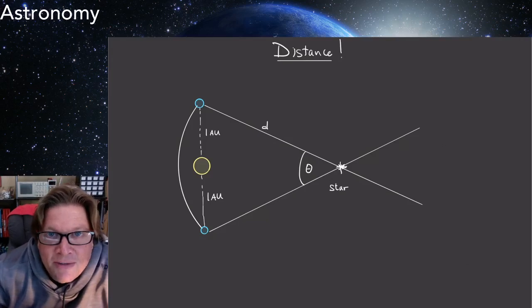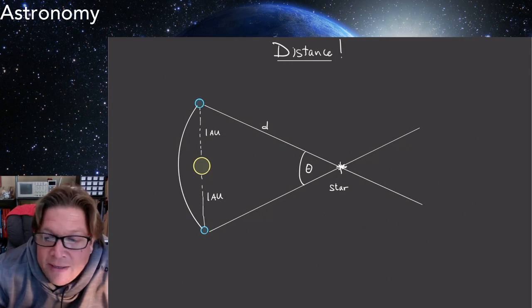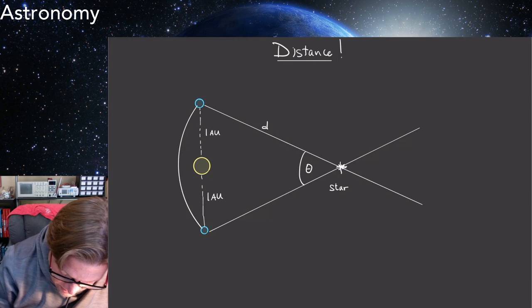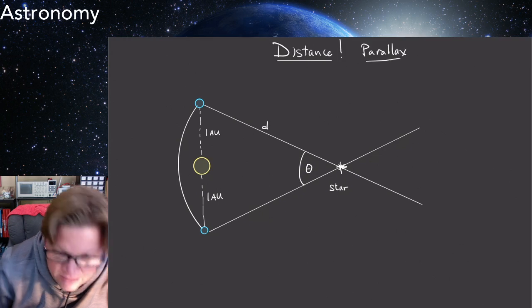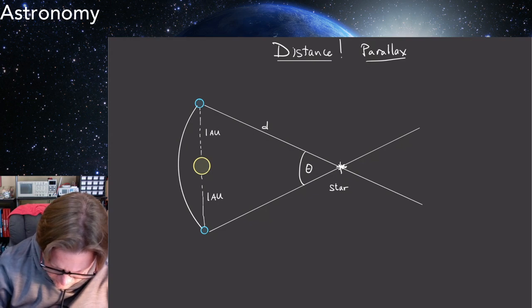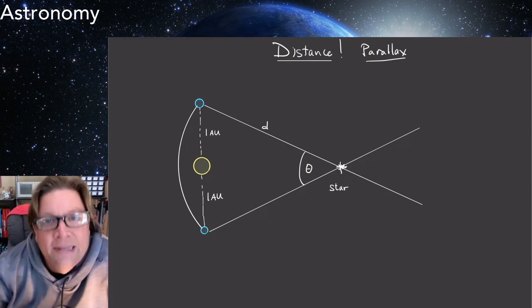Hey, let's talk about distances briefly. How we know how far away stars are, at least stars that are fairly close to the sun. How it's done is the method of something that should sound familiar called parallax. What we do is we look at a star from two different points of view.